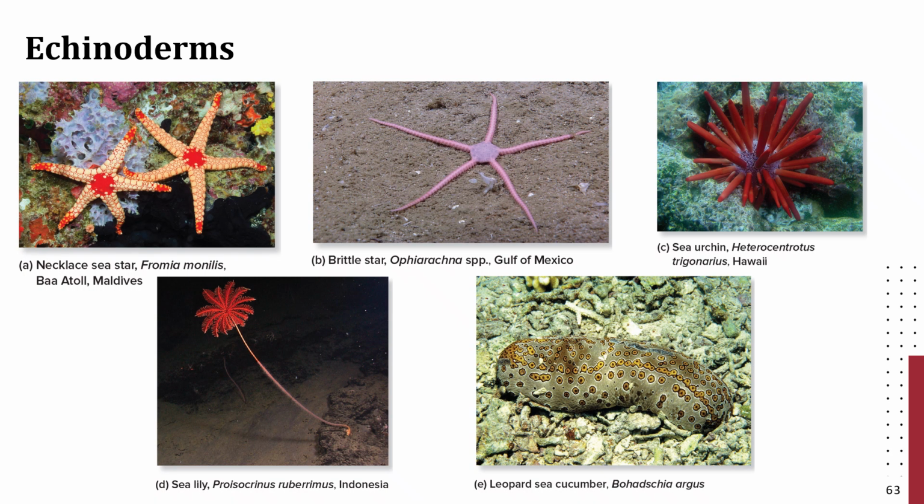If you look at the necklace star, you can see these sort of white structures on the organism. That is most likely going to be where their spines and pedicellariae are located. You can't see that on all of these organisms, but it's a very common feature of echinoderms.